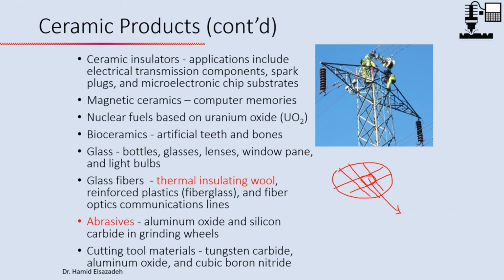The ceramic has also application in nuclear fuel based on uranium oxide. We use it in artificial teeth and bones. We use ceramic in thermal insulating wool, reinforced plastic, and fiberglass. Also, we use the ceramic aluminum oxide as an abrasive material, and silicon carbide in grinding wheels. Also, we use ceramic products in cutting tool materials, such as tungsten carbide and cubic boron nitride.